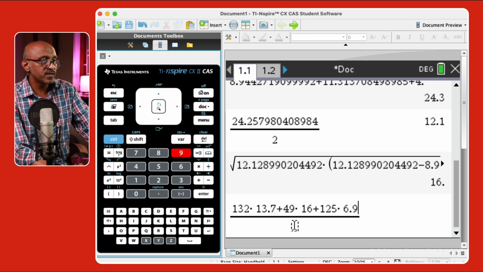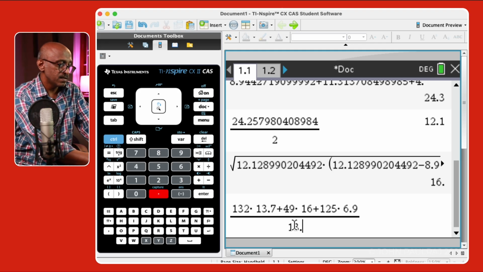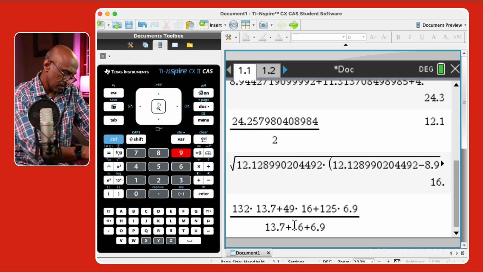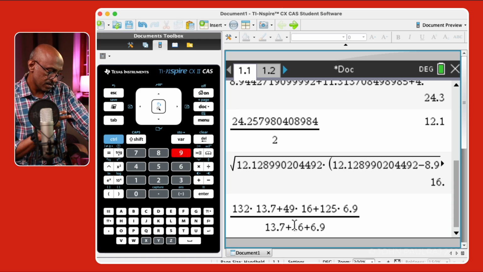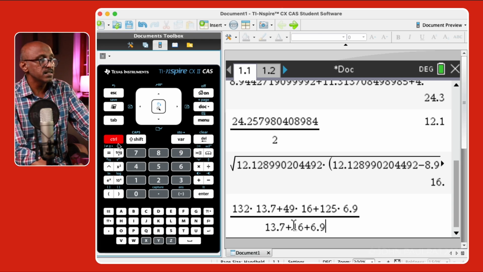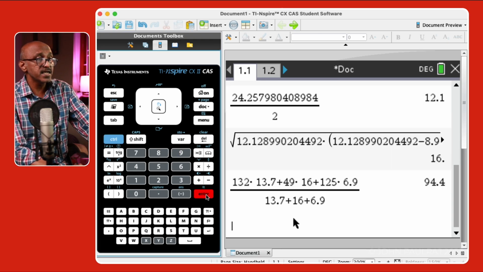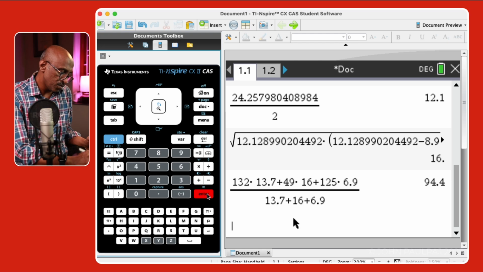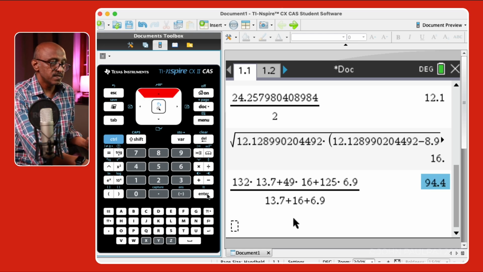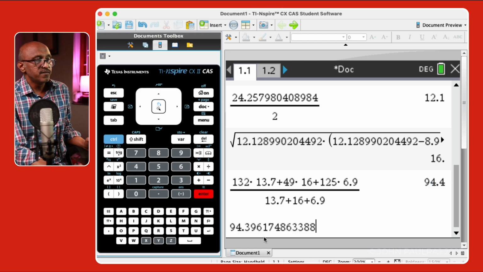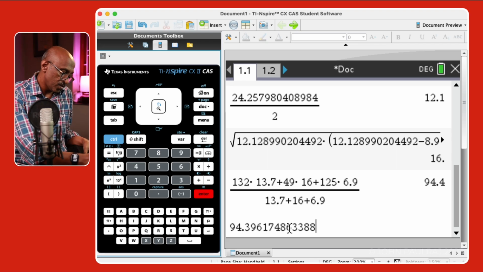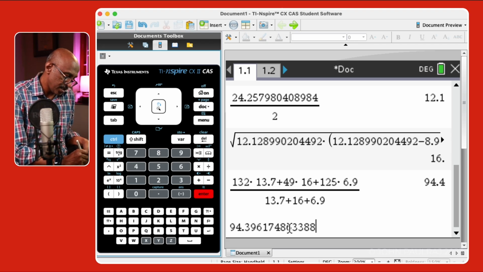In the denominator, we've got 13.7 plus 16 plus 6.9. All right, did I get everything correct? I think so. Okay, let's just hit Control Enter, and we can see that it's 94.5. I think that's almost exactly. Let me just see to 3SF what it is. 94.4. Yeah, pretty cool, huh? So we got that as 94.4 as required.